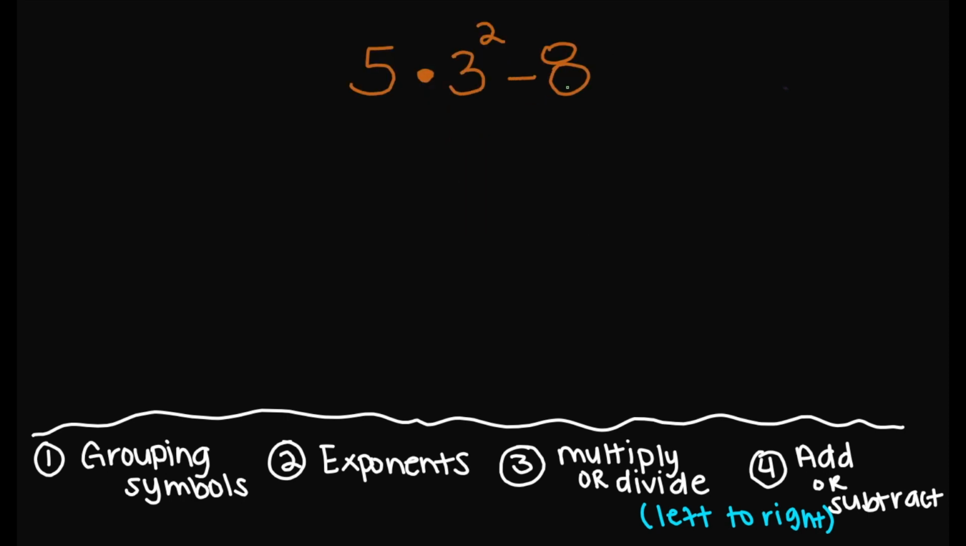5 times 3 squared minus 8. And remember that this is multiplication. You may see a little dot like that, or you may see an X here to indicate its multiplication. So please do keep that in mind.